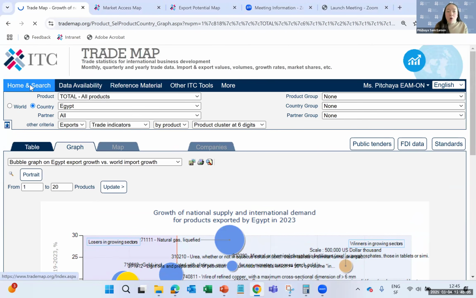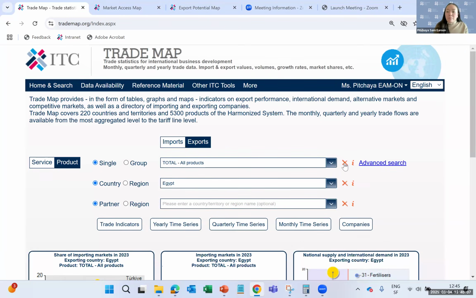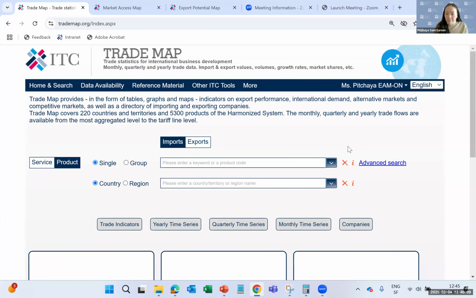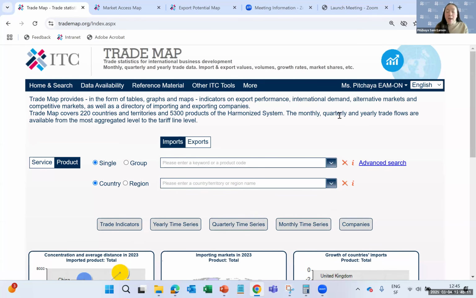I'm going to go back to the home page of TradeMap. I'm going to remove all the criteria, just like a fresh start, but this time we'll be looking at the product perspective. I have mentioned before that today, for the sake of example, we're going to take the position of an Indonesian exporter of sambal, which is a prepared sauce from Indonesia.